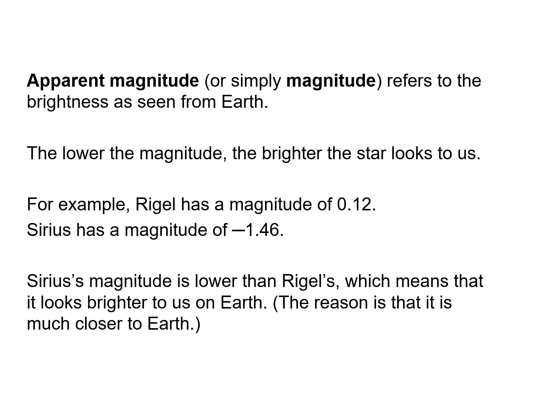We also learned about apparent magnitude, and I'll often abbreviate that and just call that magnitude. It refers to the brightness as seen from Earth. The lower the number of magnitude, the brighter the star looks to us. For example, of the two stars I mentioned on the previous slide, Rigel has a magnitude of 0.12. Sirius has a magnitude of negative 1.46. So because Sirius's magnitude is lower than Rigel's, it looks brighter to us. And the reason is that it is much closer to Earth than Rigel is.